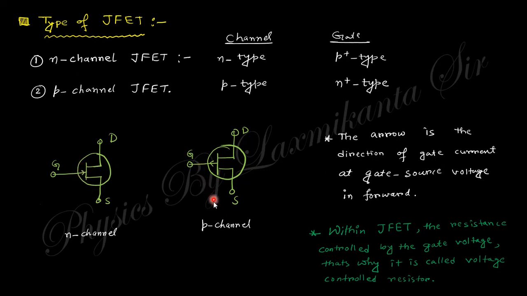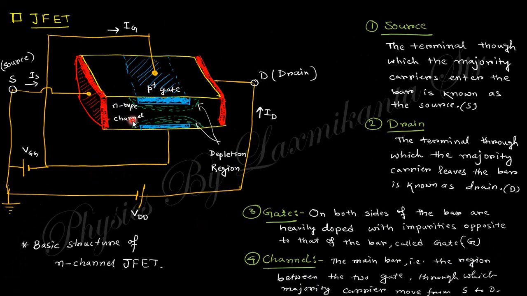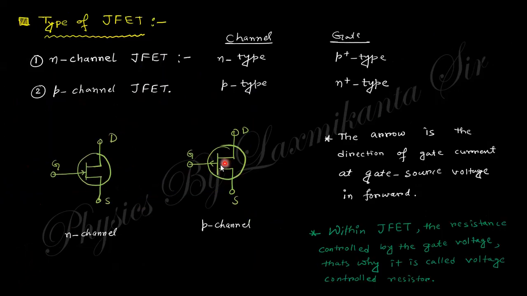In the opposite sense, when this is a P channel, this will be N plus. Then the current flows from the channel to the gate. That's why the arrow is from the channel towards the gate. So this is the circuit symbol of the n channel JFET, and this is the circuit symbol of the p channel JFET.